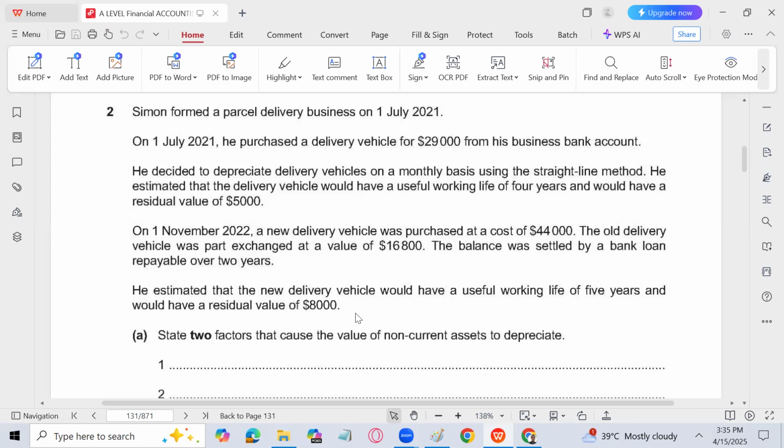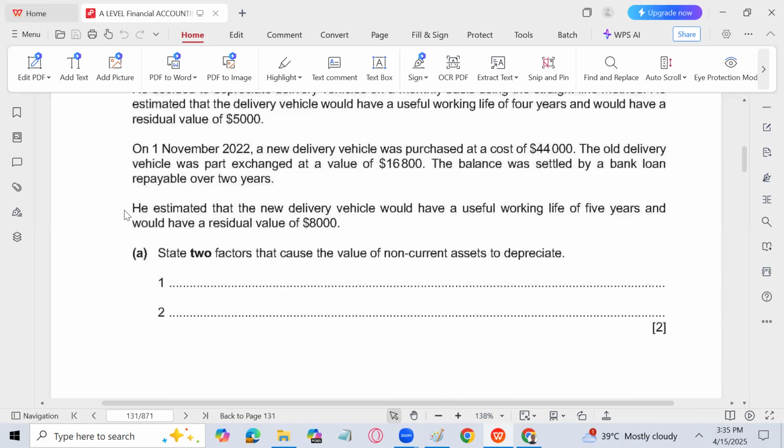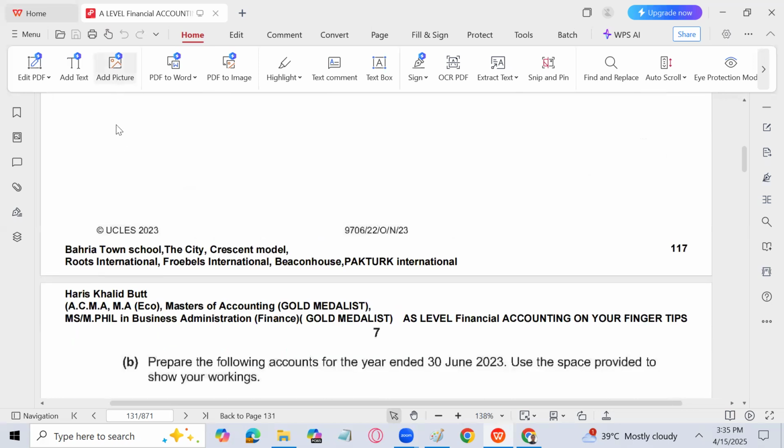Never been asked. It is simple, but it was never asked. This is a little different for you. State two factors that cause the value of a non-current asset to depreciate: physical deterioration, rust, ruin, decay, obsolescence, passage of time. So now let's see.